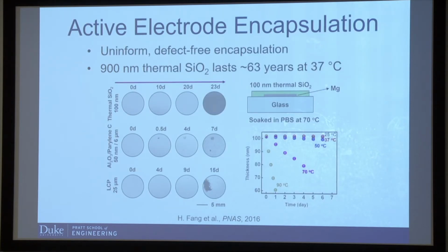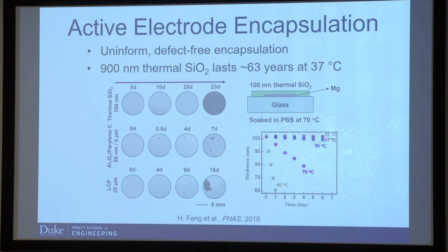We tested a number of different encapsulation strategies. We'll just summarize 3 of them here. So a really common alumina, parylenes, multi-layer stack-up. And LCP, we compared a thick layer of LCP. And all these materials have pinhole defects that eventually form over time and allow current to flow and basically cause the implant to fail.